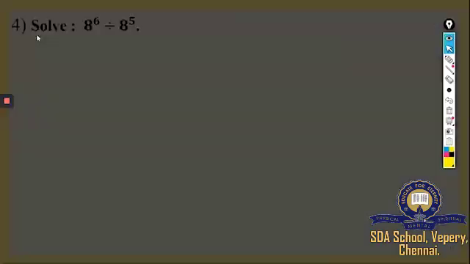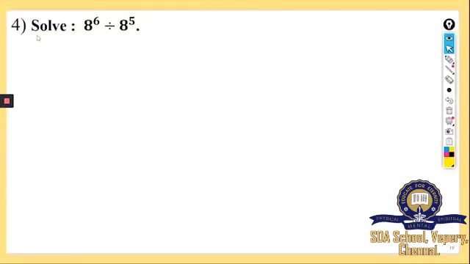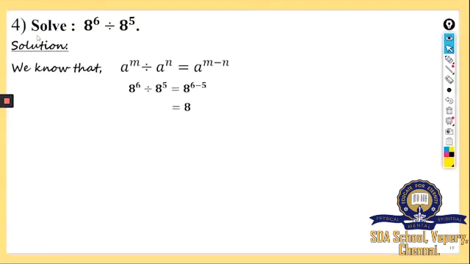So next question is, solve 8 power 6 divides 8 power 5. So how will you solve the given question here? Yes, by using laws of exponents. So which law we can use here? Very good. It is a power m divides a power n. So the law is a power m divides a power n, that equals a power m minus n. So when you substitute the a, m and n values, you will get 8 power 6 minus 5, right? 6 minus 5 is 1. So 8 power 1, 8 power 1 will always be 8 only.